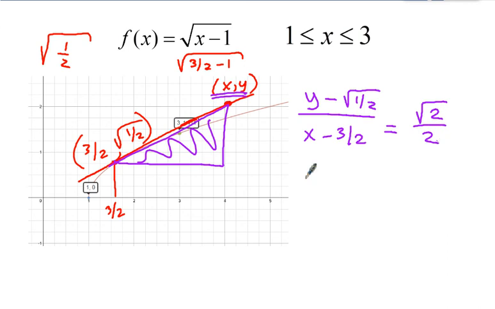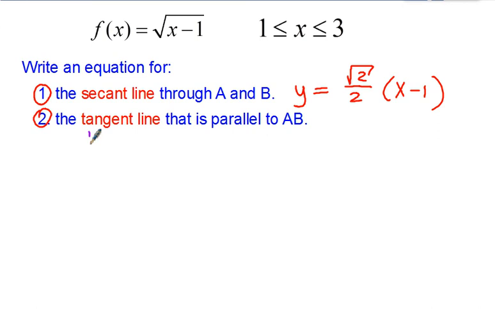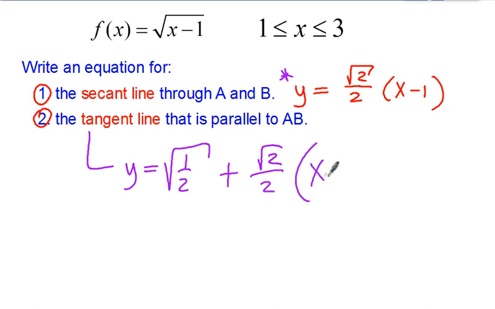Okay, and let's go ahead and just multiply both sides by x minus 3/2. And we can go one step further. If we want, we can add a square root of a half to both sides, and you get the square root of a half plus all this other stuff. Here it is all in one screen. The equation of the tangent line that's parallel to this secant line is square root 1/2 plus square root of 2/2 times x minus 3/2. And there you go. Problem solved.